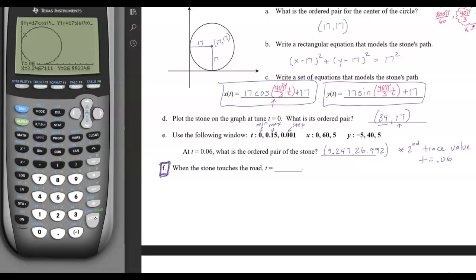Now here comes the kind of messy part. We need to figure out when the stone touches the road. At what time does this happen? So when the stone touches the road, that's down here. Oh, it wanted us to also plot the starting point. 34, 17 is here. That's our start. But we're trying to figure out when the stone touches the road. This point is going to have a y value of 0, right? It's the road, meaning we don't have a y height. We're on the ground. And we need to figure out at what time this is happening.